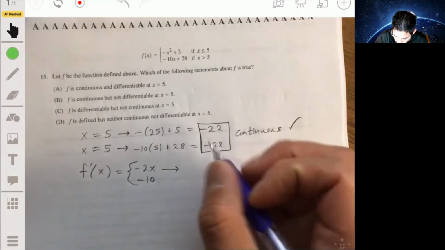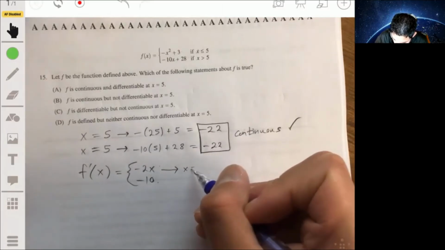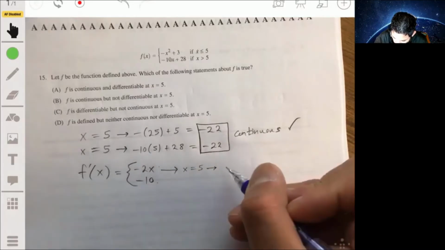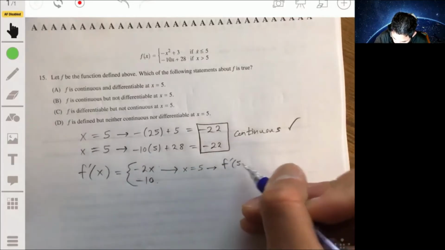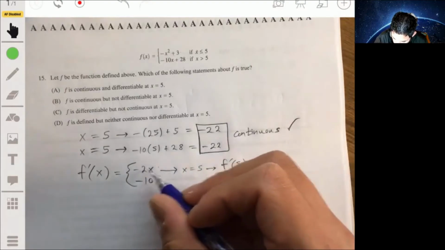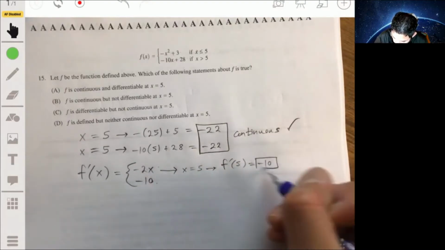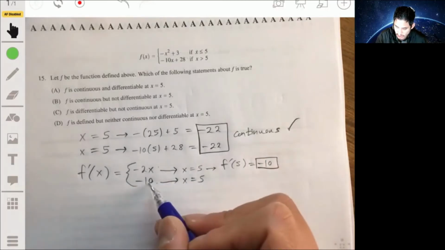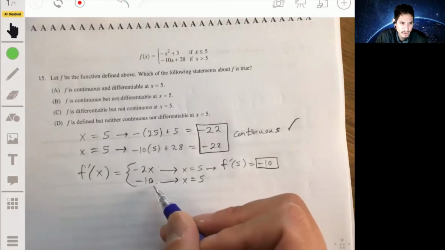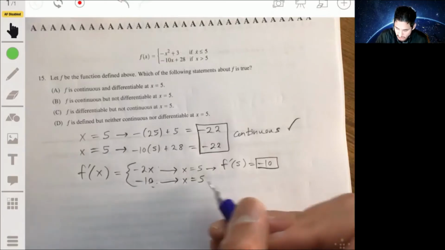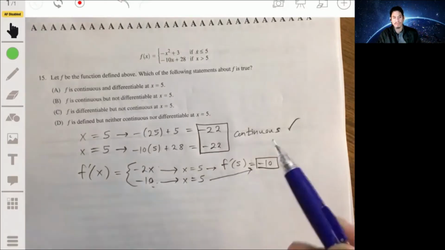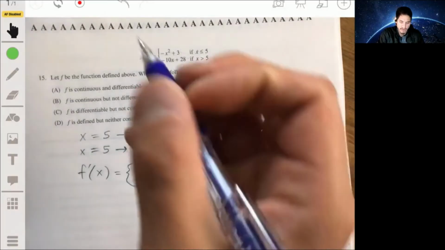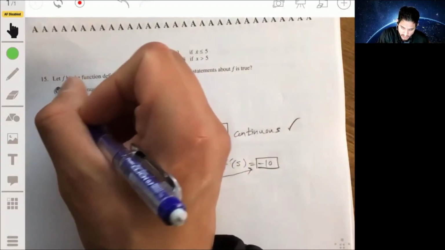Similar to this idea. So when x is 5, the f prime of 5 here will be negative 2 times 5, you get negative 10. And here, this doesn't even have a variable. It says the derivative is always negative 10. So it's going to be the same as this. So then we can say that the function is both continuous and differentiable at x equals 5. So your answer will be A.